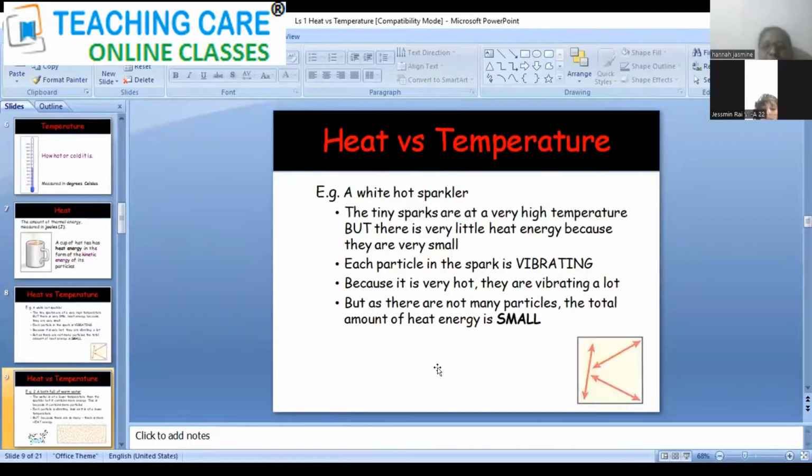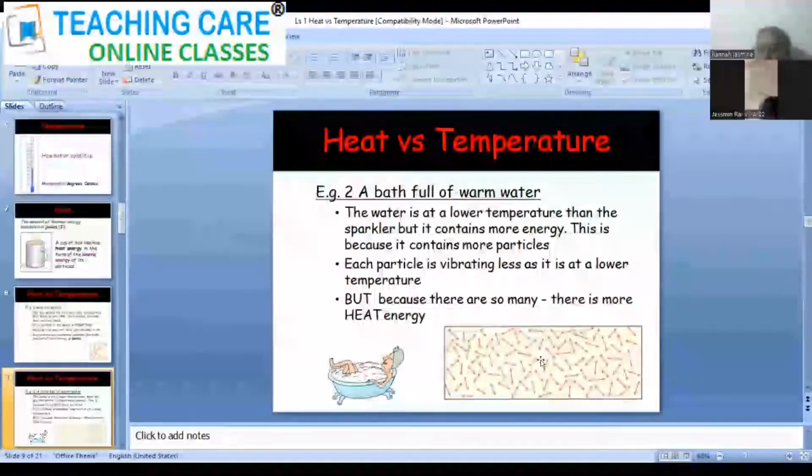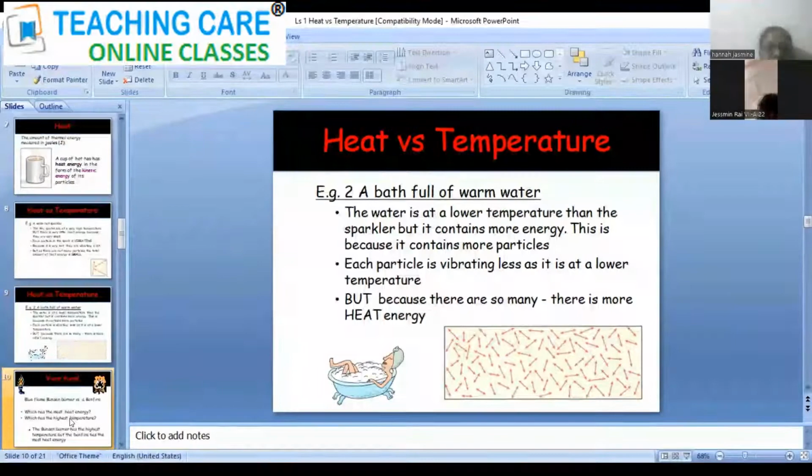In the hot water bath, the particles will be more. Can you see the particles here in the box? Yes, ma'am. They keep on vibrating, so the transfer of heat is more. Okay, ma'am. Now it's your turn.